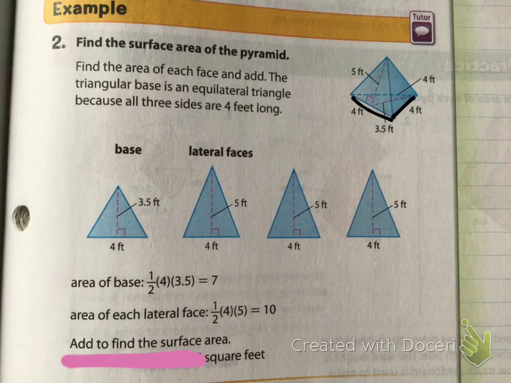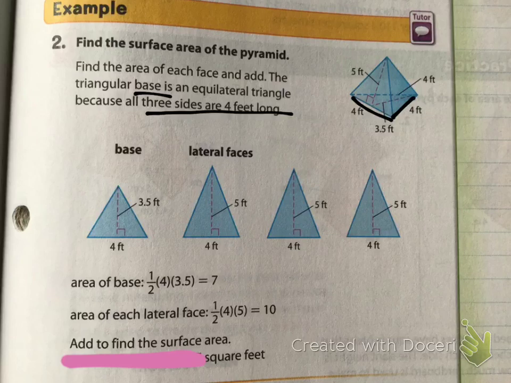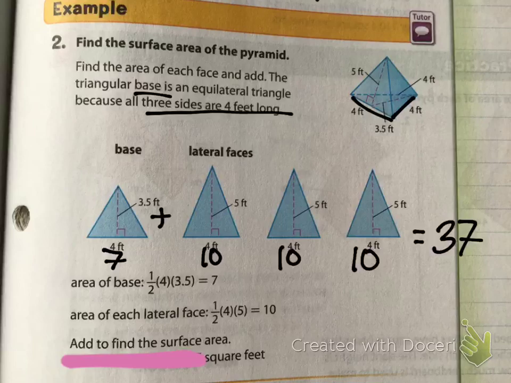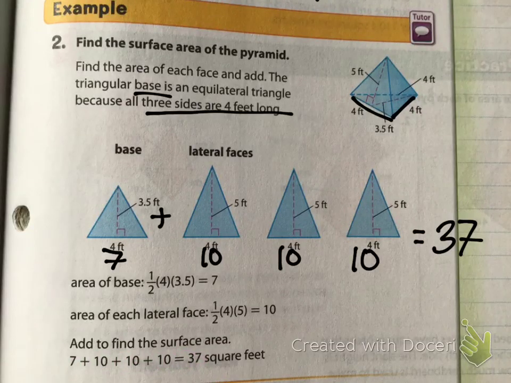We already know this. It tells us here, all 3 sides are 4 feet long, and we've got a base, which means there's 4 things we're adding. We see these 4 pictures. Here we had 7, 10, 10, 10. So we know our answer is going to be 37. And let's look at the bottom here. We've got 7 plus 10 plus 10 plus 10, so 37 square feet.